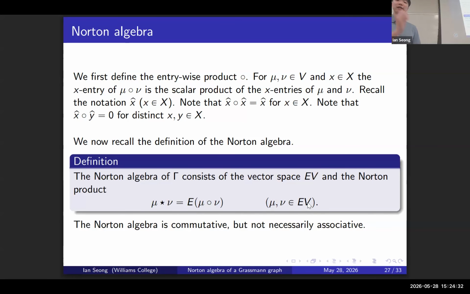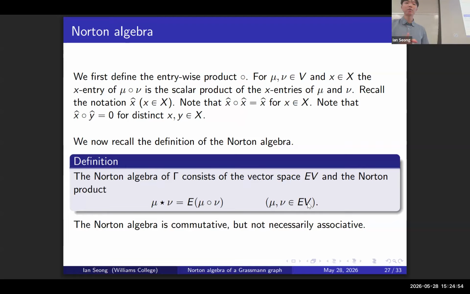So we're going to define what is called an entry-wise product. So for mu and nu that are vectors in V, and for a vertex x, the x entry of mu circle nu is going to be the scalar product of the x entries in mu and nu. So basically, it's just like a dot product, but then instead of adding at the end, you just leave it as a column vector. That's what you do for the entry-wise product.